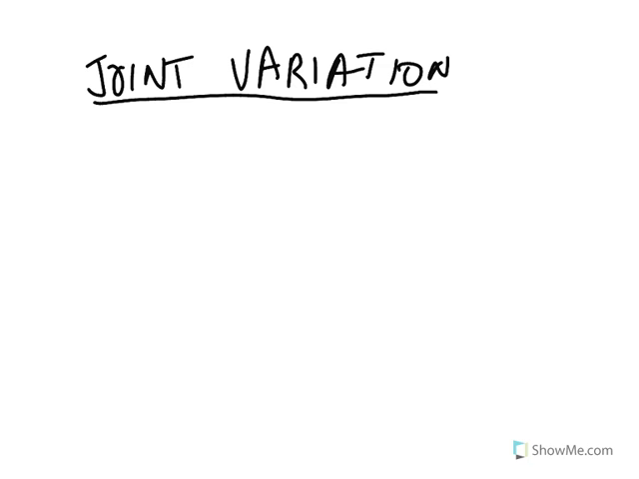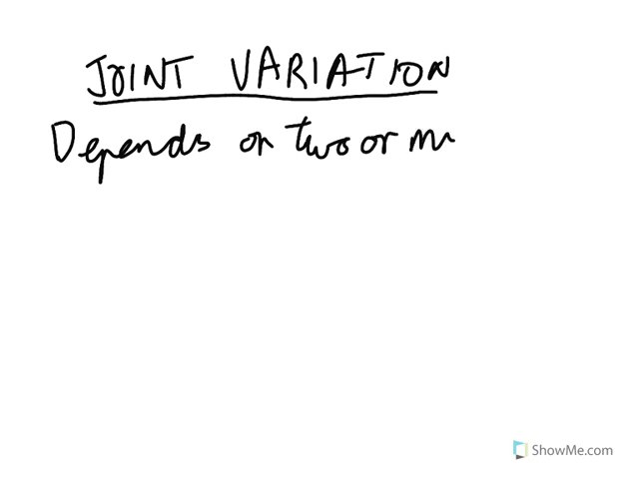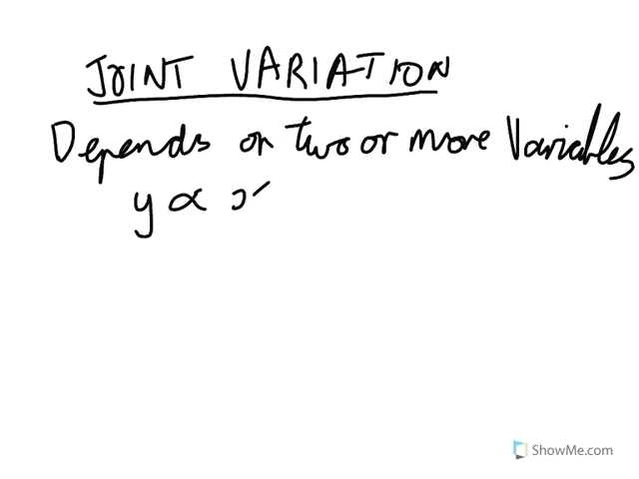Okay, today we're looking at what's known as joint variation. Joint variation is when something depends on two or more variables. So something like this, you might say y might be proportional to xz. That would be an example of joint variation, where the value of y depends on x and on z, and when either x or z changes, then y changes.